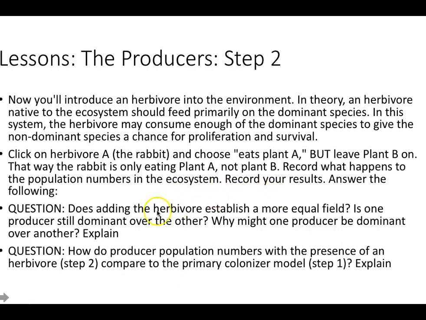So does adding the herbivore establish a more equal field? Is one producer still dominant over the other? Why might one producer be dominant and the other not? How do producer populations, the second question, compare with the presence of an herbivore versus not the herbivore? So in other words, compare the two experiments.